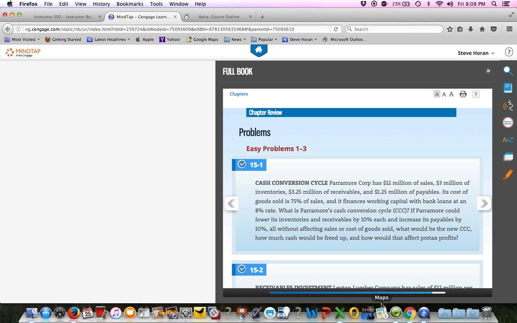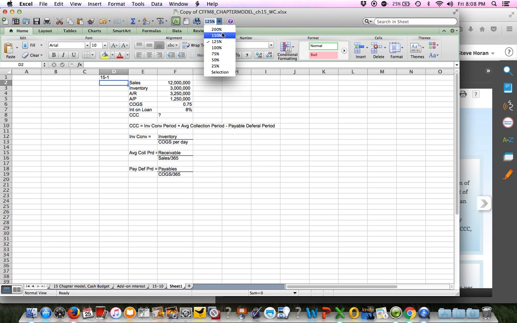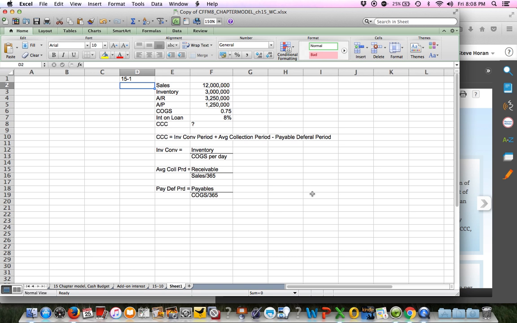Okay, so what I did, I took that question and I've just got an Excel file open, and let me make sure everybody can read that. Let me make this a little bit bigger here and see if that'll work better. So I got the same data from the problem right here. So basically their sales, inventory, AR, AP, their cost of goods sold is 0.75% of sales, interest on bank loans 8%, and the question then becomes, what is the CCC?